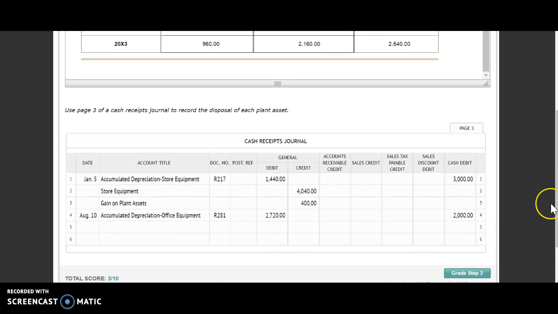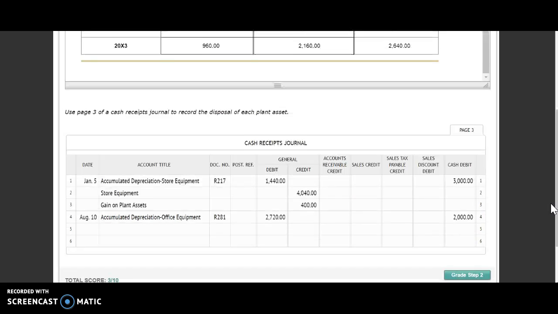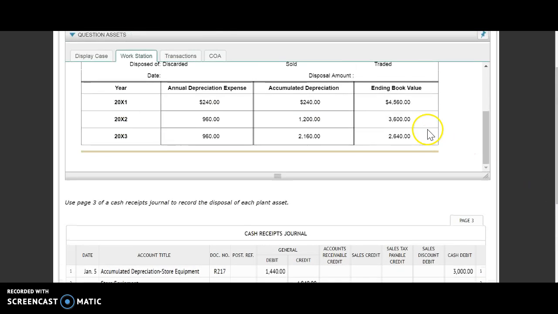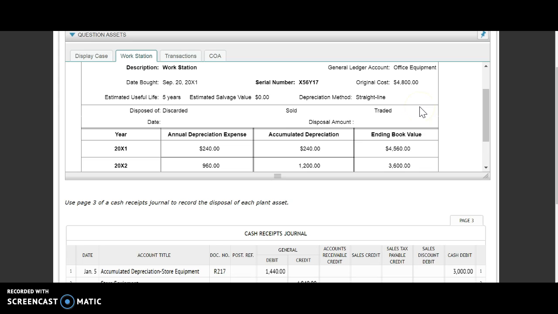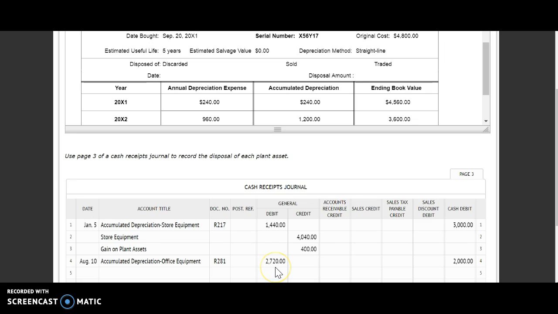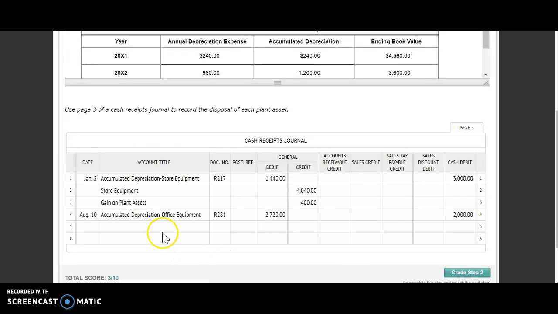Okay. Now I'm going to look and figure out what my ending book value was. To figure out my ending book value, I'm going to take the original cost, $4,800, minus what I figured out to be my accumulated depreciation, $2,720. That means when we sold the workstation, we sold it with the ending book value of $2,080. But remember, we only sold it for $2,000. So when we look at that, that tells us that we're going to lose money. Okay, so I know I need to debit that. So I'm going to debit my loss on plant assets.